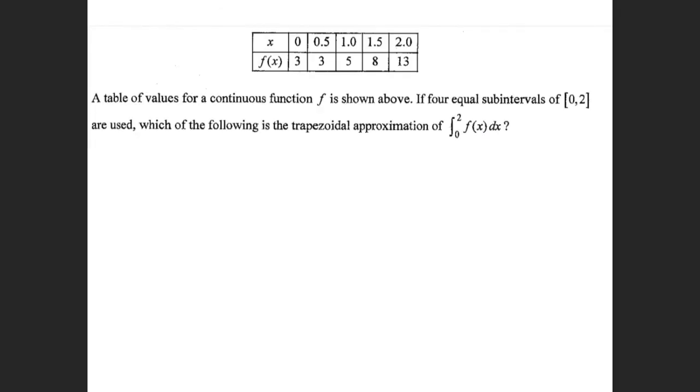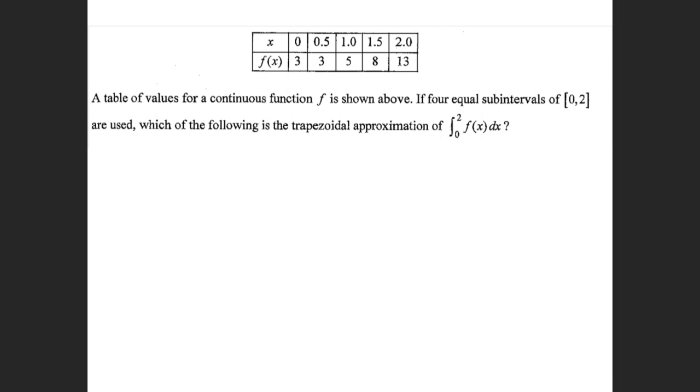Here is another example. Now, this is a type of problem that you would get on an AP exam. It says a table of values for a continuous function f is shown above. If 4 equal subintervals between 0 and 2 are used, which of the following is the trapezoid approximation of the integral from 0 to 2?